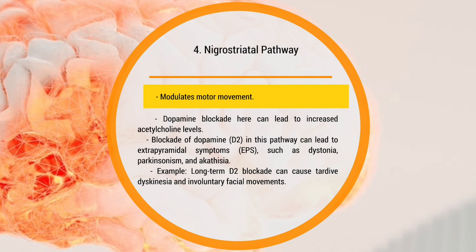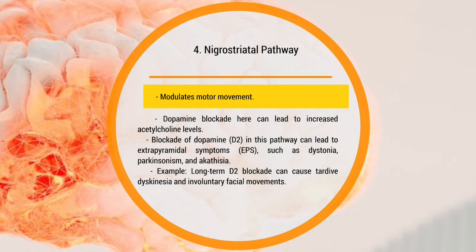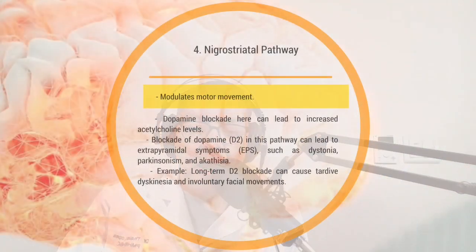So we covered the mesolimbic so far, too much, the mesocortical, too little dopamine. Now we said the nigrostriatal is movement, and this has to do with the blockade of dopamine going down and acetylcholine going up.